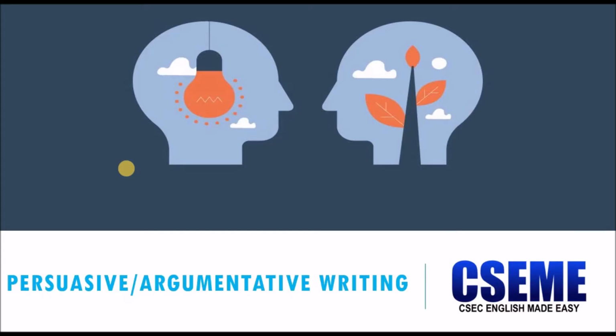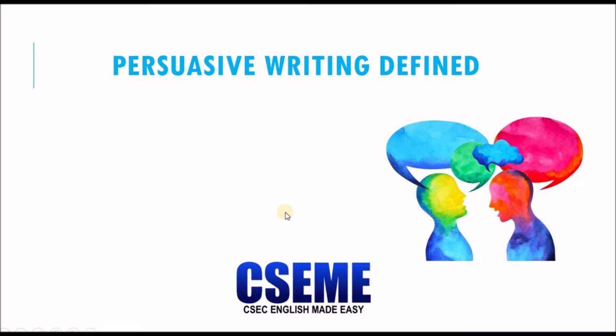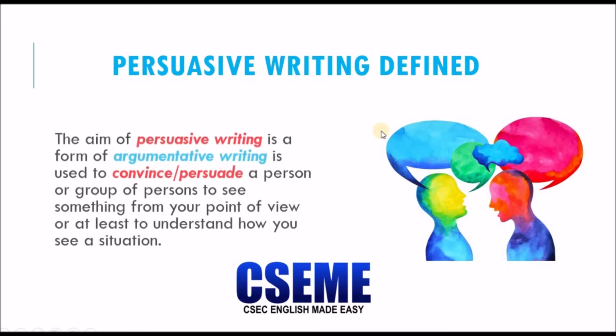We are looking at persuasive/argumentative writing. This is section D of the CSEC English A exam paper 2. So let us begin. If you've been a fan of this channel, or if you've watched any of our videos, you know the first thing we do is define the terms that we're looking at. We're going to start off by defining persuasive writing.